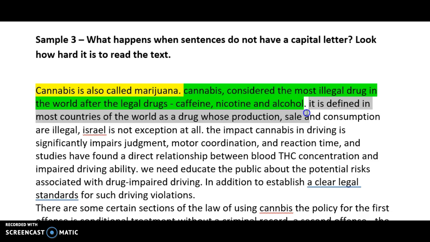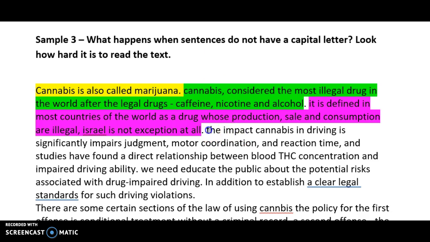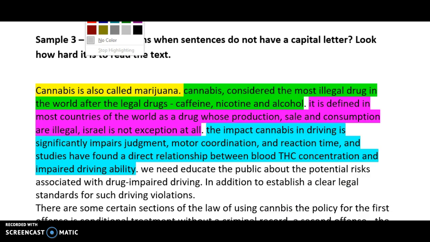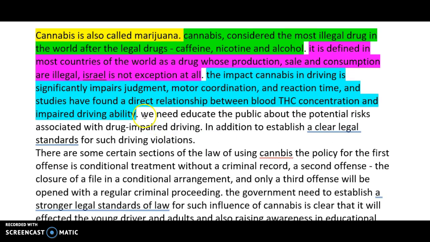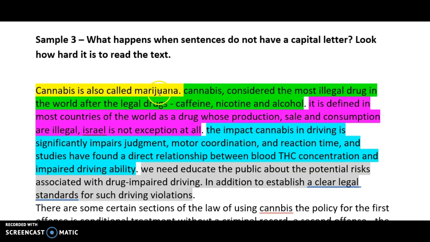It is defined, I think it's here, but I'm not 100% sure. The impact and reaction time, I have to look very, very carefully. There are full stops, but there are no capital letters. And we'll choose this one. So we can see that there are 1, 2, 3, 4, 5 sentences, and that at least begins to help me look and say, okay, cannabis is called marijuana. Okay.